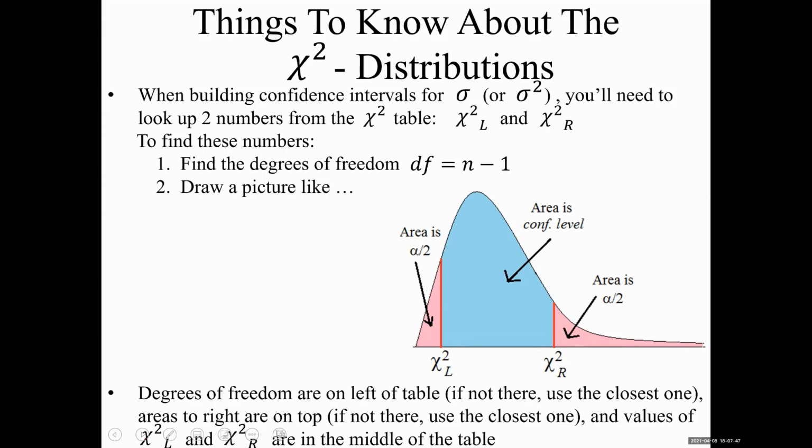Let's see what it says here. So again, degrees of freedom are on the left of the table, just like the T table. And if your degrees of freedom is not there, pick the closest one. Areas to the right are on top. And then chi-square right and chi-square left are in the middle of the table, just like T alpha over 2. The T alpha over 2s were in the middle, chi-square left and chi-square right are in the middle. You'll see when we do an example. All right, let's move on.